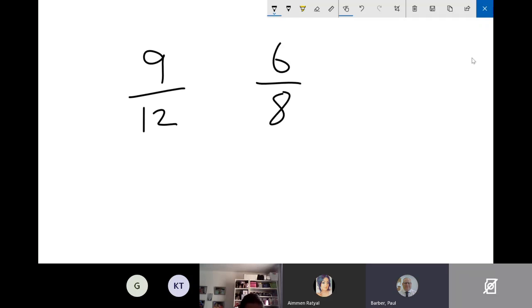Half of 8 is 4. So 6/8 is over halfway. So they're both a bit over halfway. So it's hard to know exactly where they are. We now, though, need to find a number that we can increase both of these to.